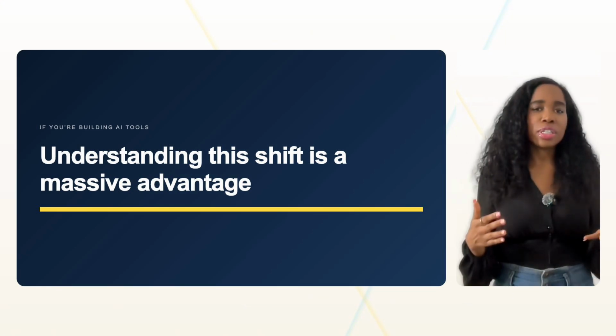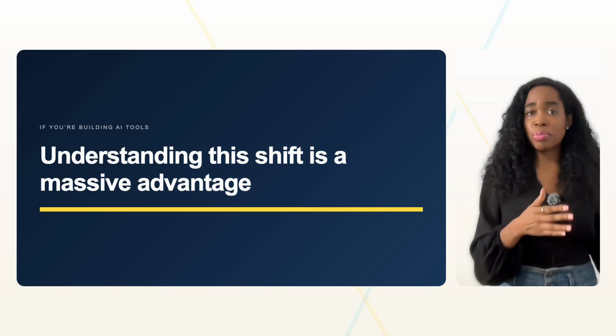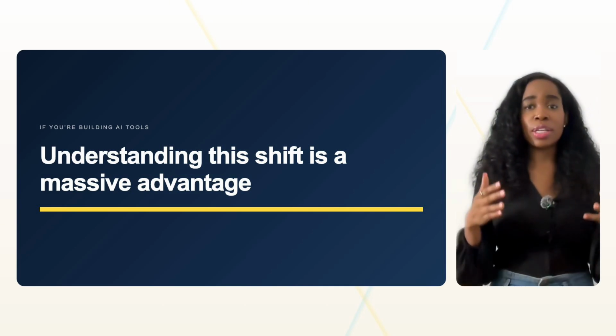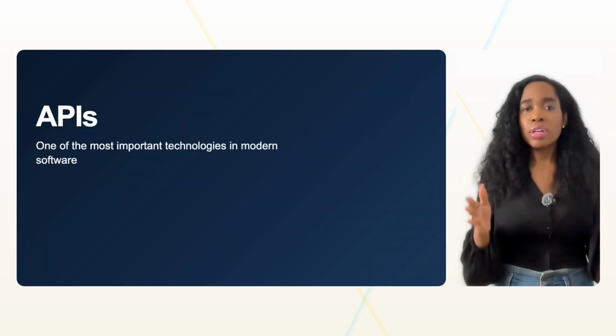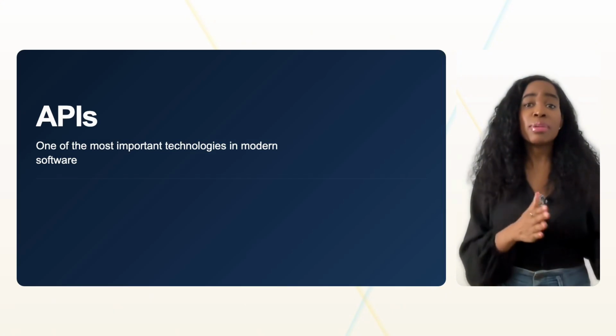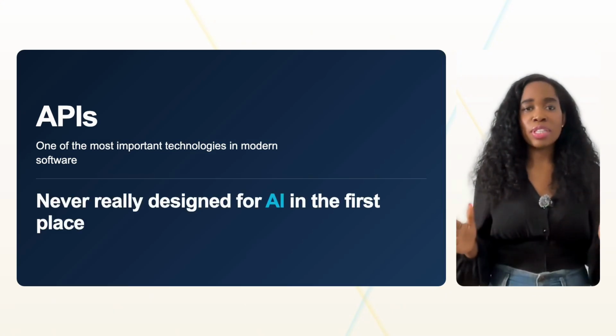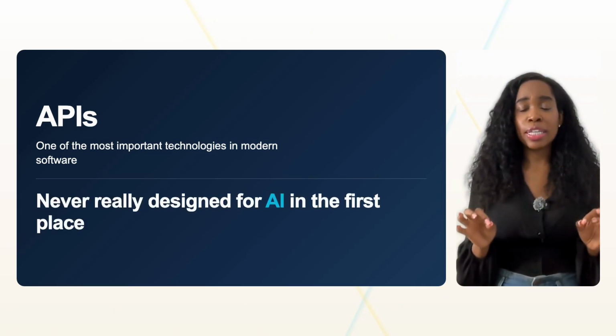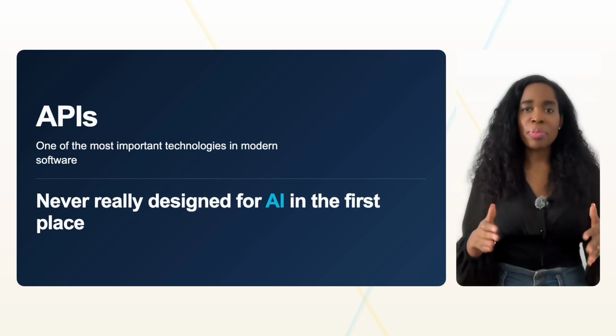So to answer the question about whether MCPs are the biggest breakthrough, you first have to understand why APIs, one of the most important technologies in modern software, were never really designed for AI in the first place. Because once you see the problem, MCP suddenly makes perfect sense.